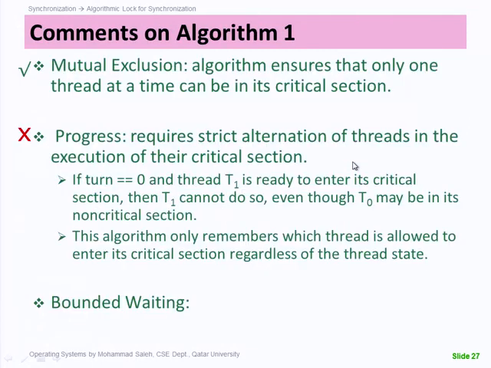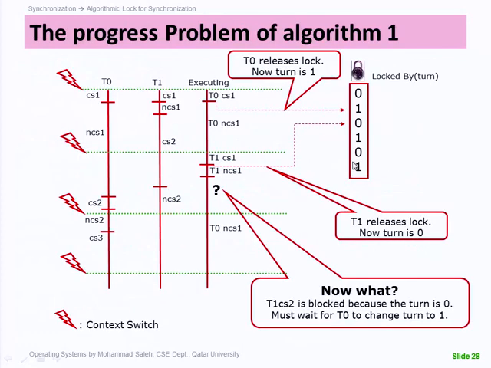Now what about progress? The progress is not met, for a reason that I will explain in this simple scenario. Assume that we have two threads, 0 and 1. These threads are executing critical and non-critical sections. However, as we mentioned before, there is no correlation between the lengths of critical and non-critical sections within a thread or compared to other threads. The lengths are random.